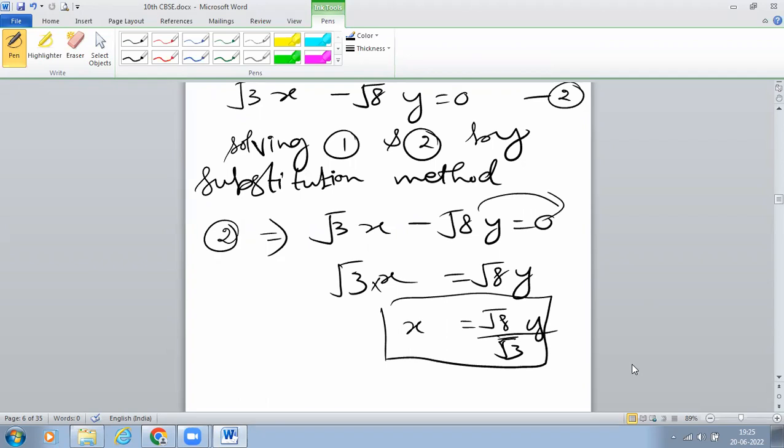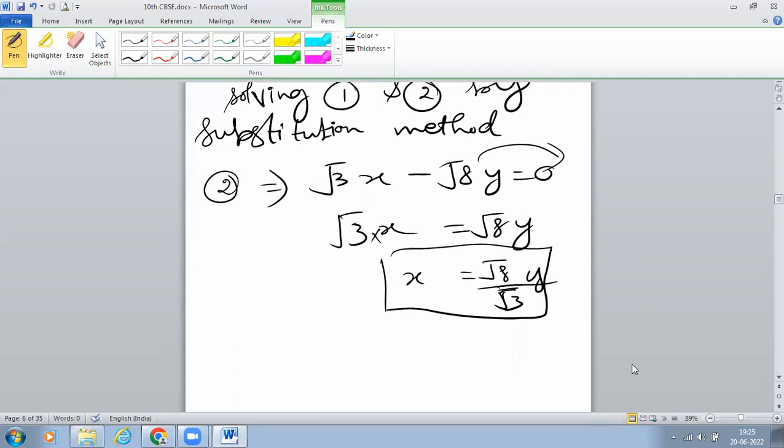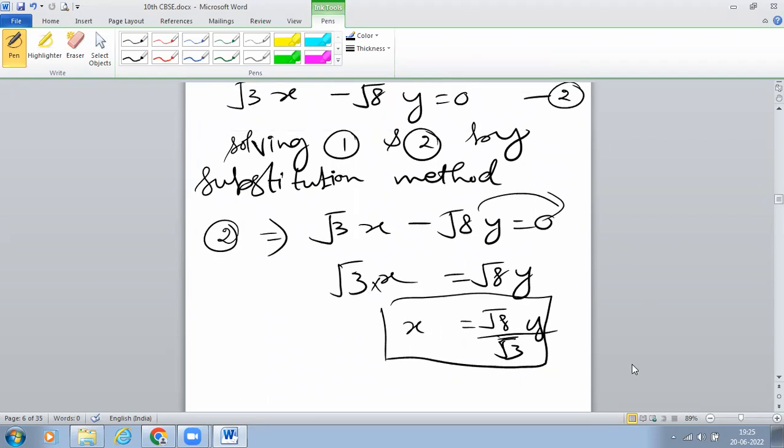Done, sir. Next, listen. Now we have the value of x. Now we have to substitute this. Listen, I have chosen equation number 2 and have kept x variable at the left hand side and taken all the variables, and the coefficient of x to the right hand side.